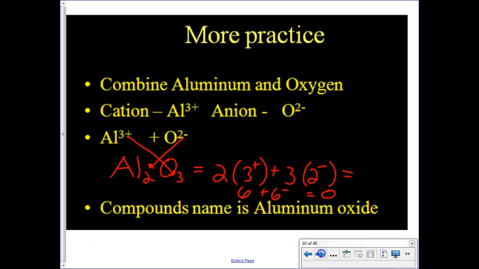So now that you have a net charge of 0, the formula is Al2O3. And this is aluminum oxide. So you always keep the full name of the cation, and you're just changing the ending of the anion to -ide.